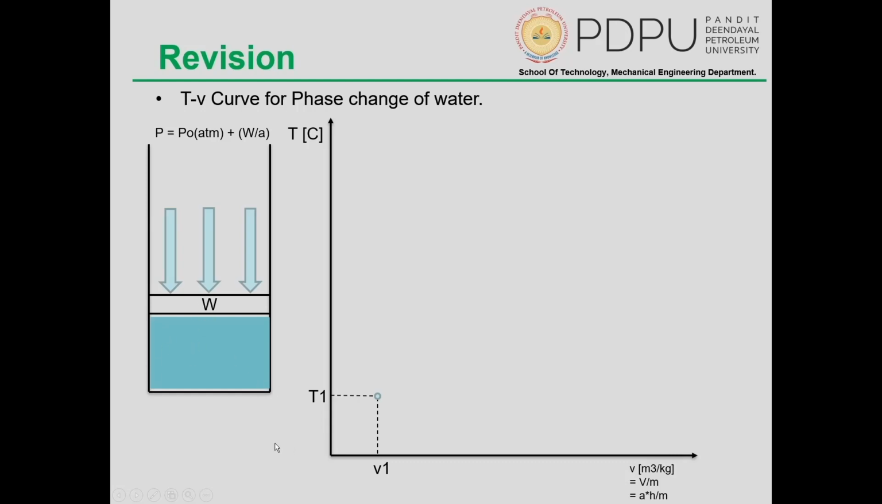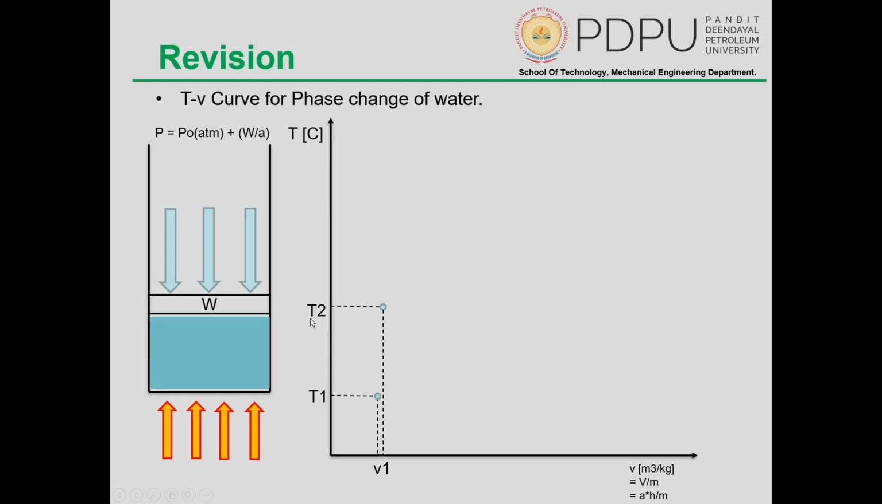So total pressure would be the pressure of the atmosphere plus the pressure due to the weight of the piston. Now to begin with the experiment, we are going to heat it up. As we start to heat it up, we find that the temperature of this liquid will rise, whereas the specific volume will not show a tremendous increase. There will be an increase, but it will be ever so slight. So we will find something like this. The point will be raised a little bit higher. This will continue until a specific temperature T2 is reached.